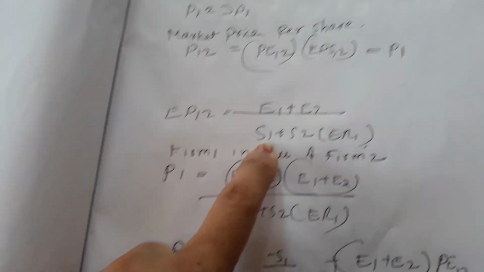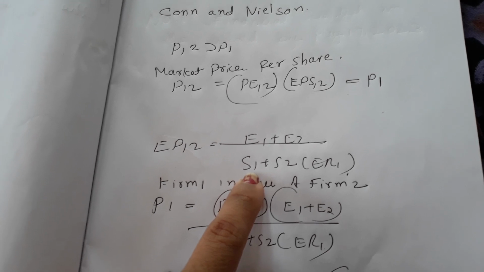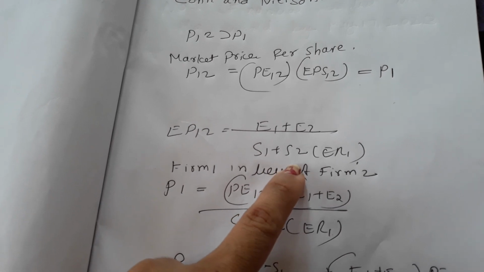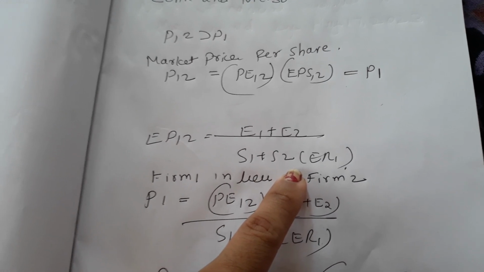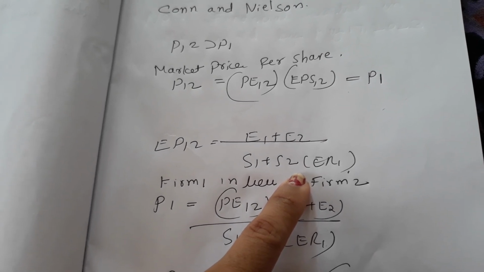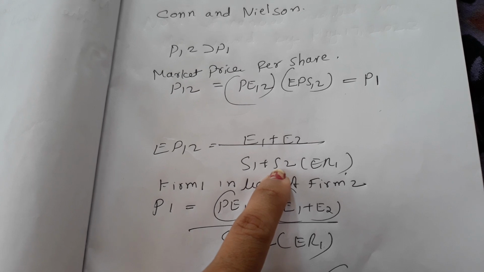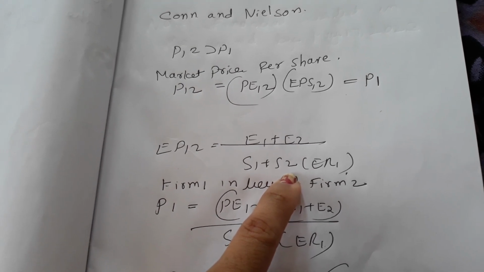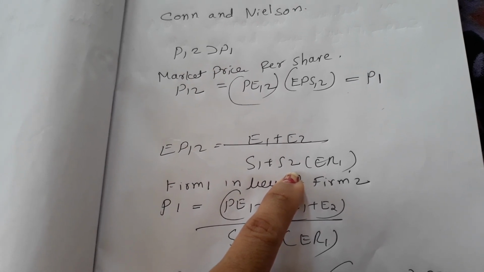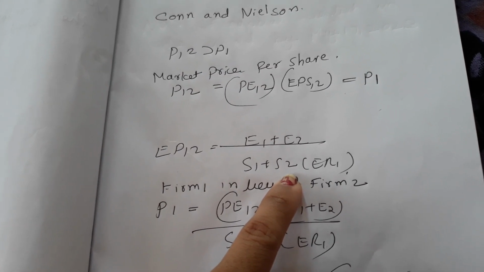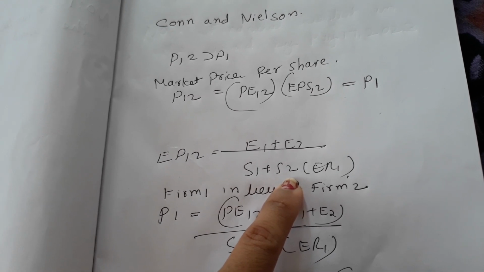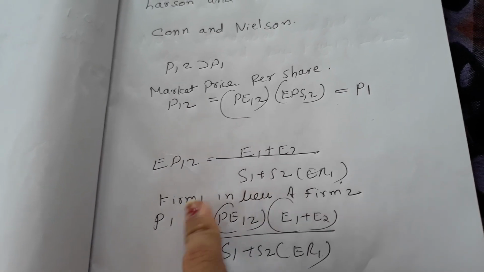Now let's see the earnings per share of the combined firm. How to find it out? E1 plus E2 divided by S1 plus S2 into ER1. E1 plus E2 is the earnings of the first firm plus the earnings of the second firm, divided by the shares of the first firm plus the shares of the second firm. That is total earnings divided by total number of shares. But be careful, in the denominator, we should multiply with ER, the exchange rate ratio. What is it?